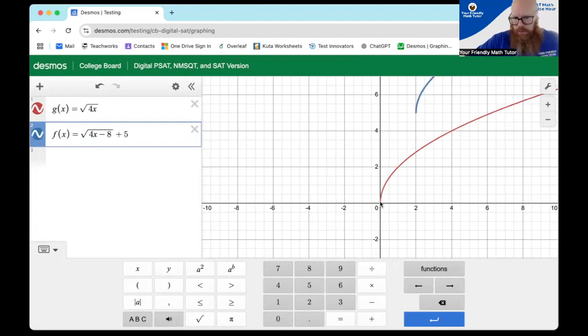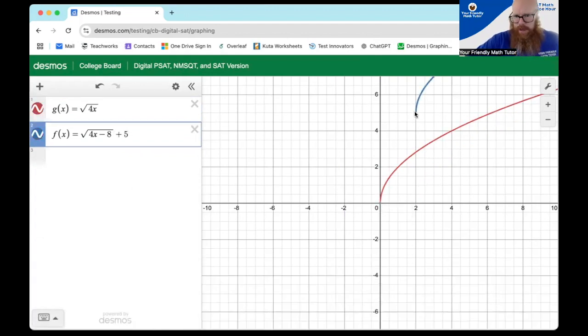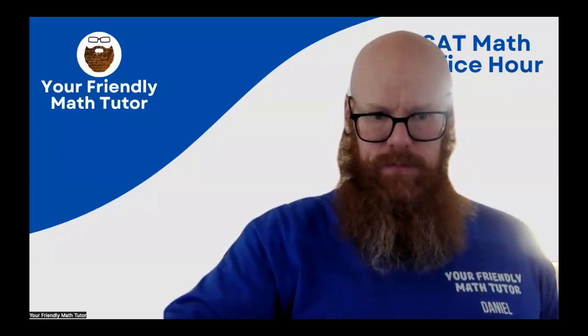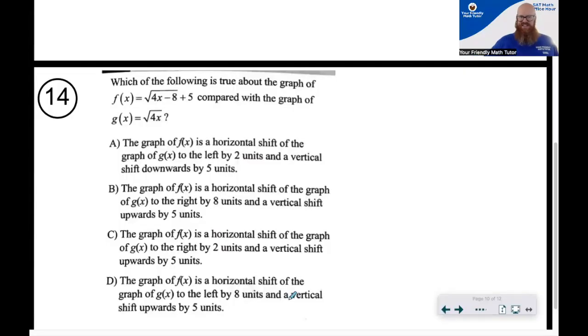So look at this point, 0, 0. Well, where did that go? That went to 2, 5. All right, that's the key, right? So if 0, 0 went to 2, 5, that's right 2 up 5, which is C. f of x is right 2 up 5.